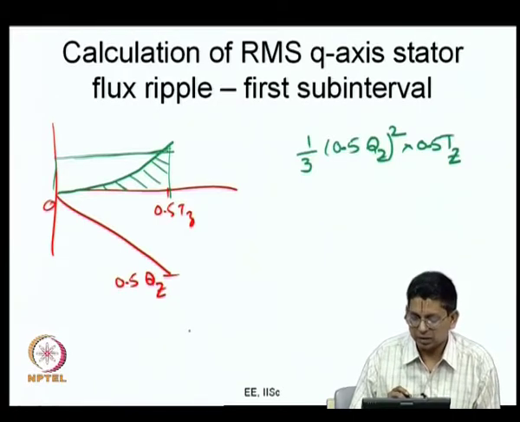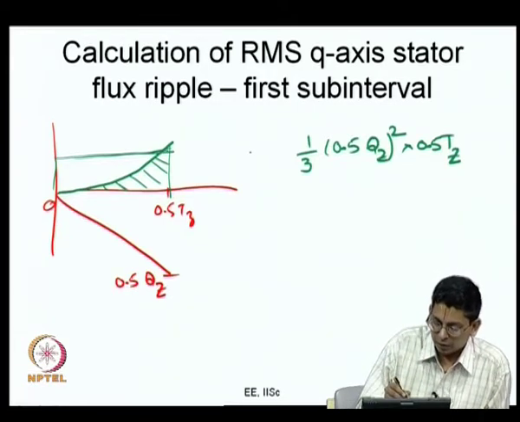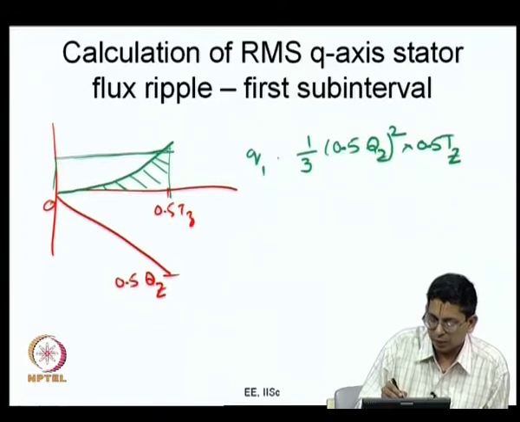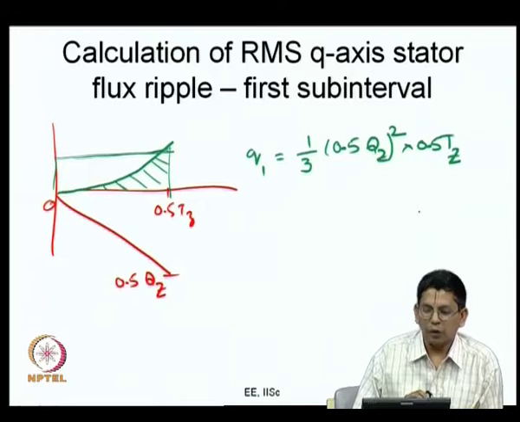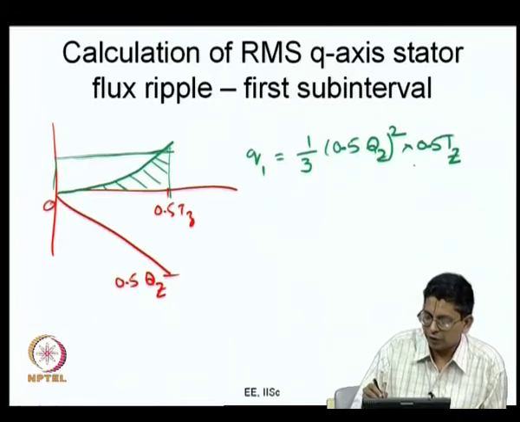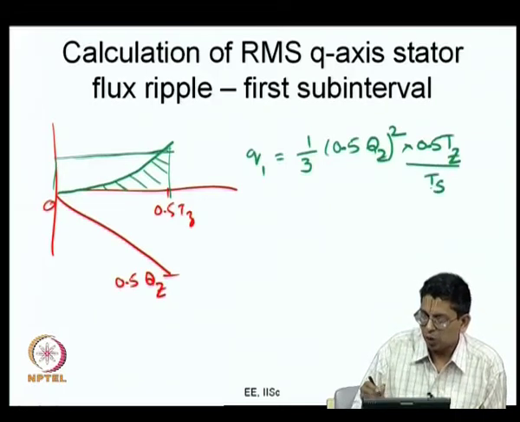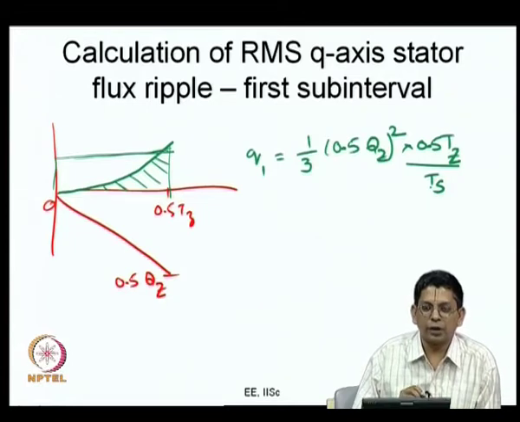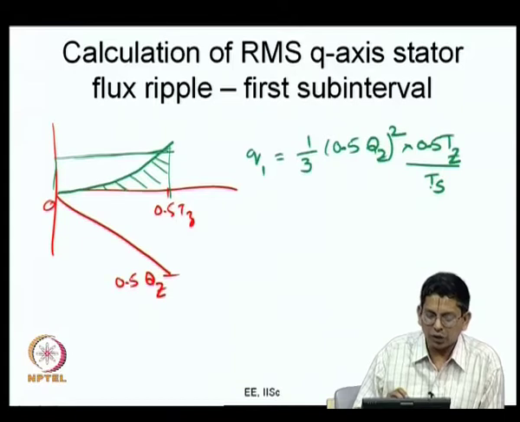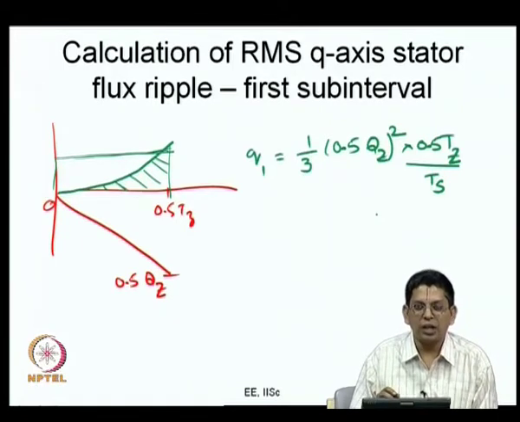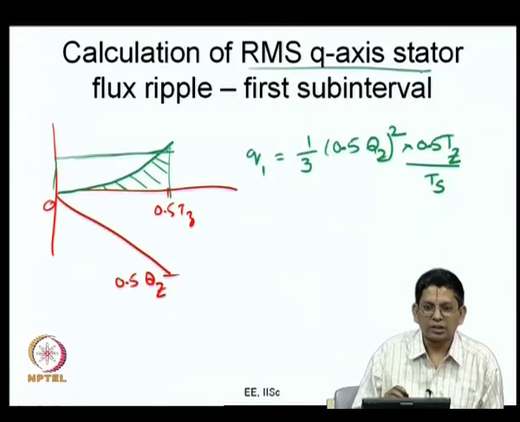So, let us call this by some value. Let me say this is small q1. So, this is the mean square value we are trying to calculate now. So, this 0.5 Tz I can divide it by the overall time Ts in an effort to find out the mean square value now. I am finding the contribution of the first subinterval alone towards the RMS q axis stator flux ripple.